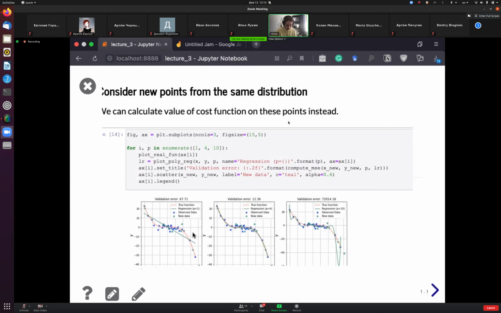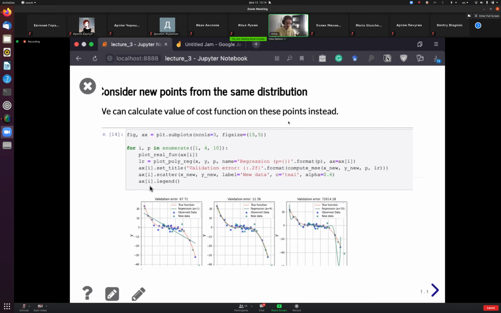And if you can see here, we now have not only dark blue points, but also the teal points here. And if we compute the mean squared error on these new points, the picture looks much better in terms that it corresponds to our intuition.